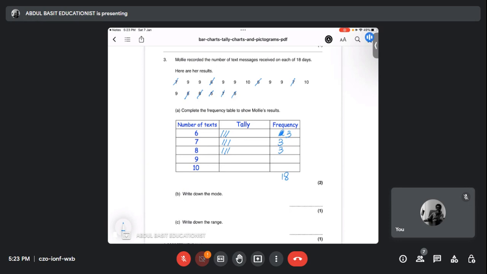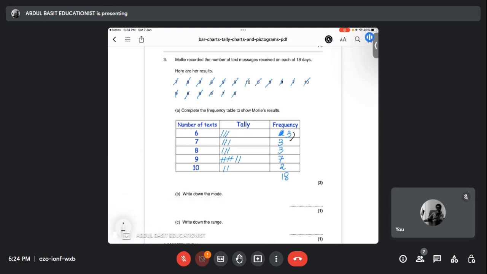Now we have to check for nine. So one, two, three, four, five, six, seven. There are seven nines. And how many are 10? There are two. So let's count them, whether it's 18 or not, because according to the question, it's 18.